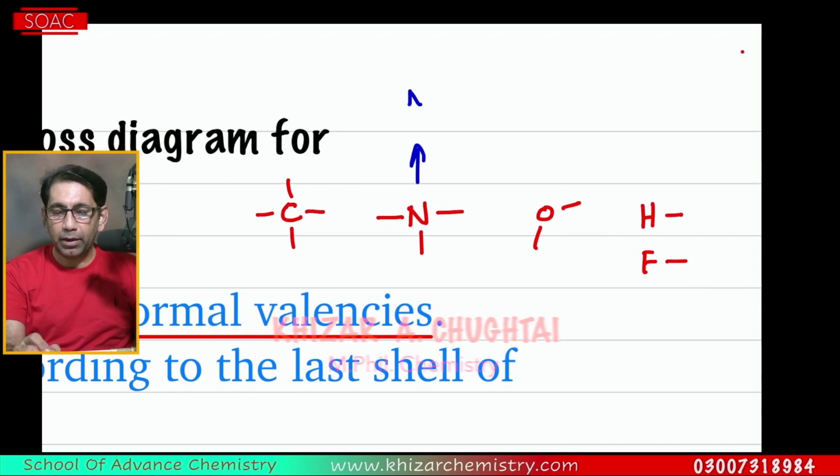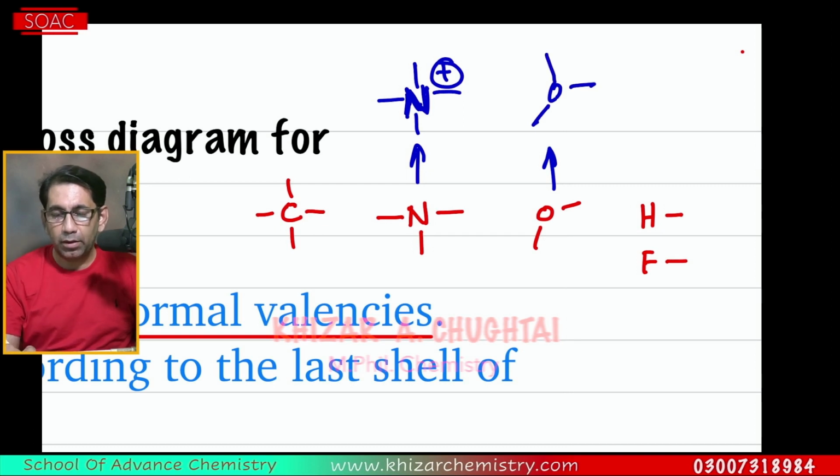Now nitrogen can exceed its valency. It can make 4 bonds. Yes, it is true, it can make 4 covalent bonds, but at that time it's going to have 1 positive charge on the nitrogen, the central atom. In case of oxygen, it can also exceed its valency, and again it has 1 positive charge on it in this case.